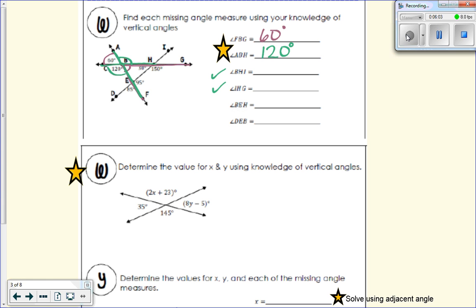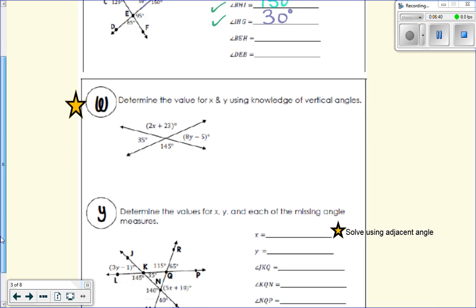Angle BHI. Let's go ahead and highlight that. You're more than welcome to have highlighters out. BHI. Its vertical angle measure is 180 degrees. Good. And that means they are congruent angles. Let's highlight angle IHG. Its vertical angle is here. Its vertical angle measure is 30 degrees. Vertical angles are congruent. You got it.